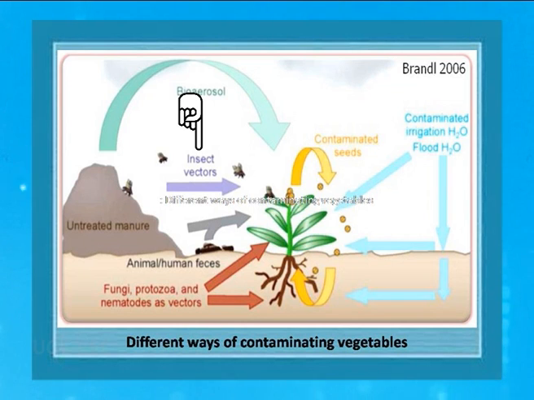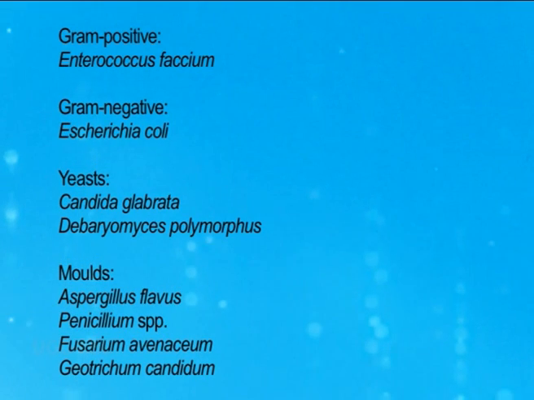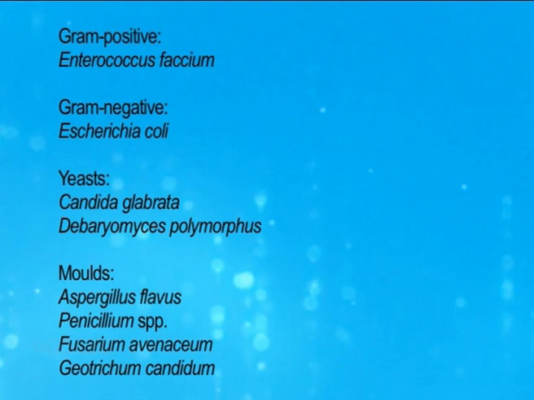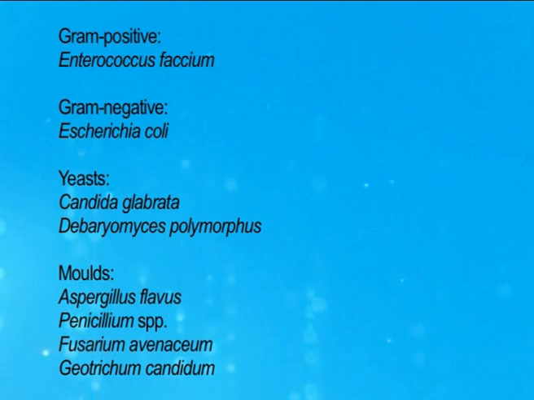There may be different types of organisms that normally contaminate the vegetables, which may include the gram-positive like Enterococcus, the gram-negative like Escherichia coli, the yeasts like Candida or Debaryomyces, or even the molds like Aspergillus, Penicillium, Fusarium, Geotrichum, etc. And they are all developing inside the vegetable or on the surface and may have more than one organism at a time.